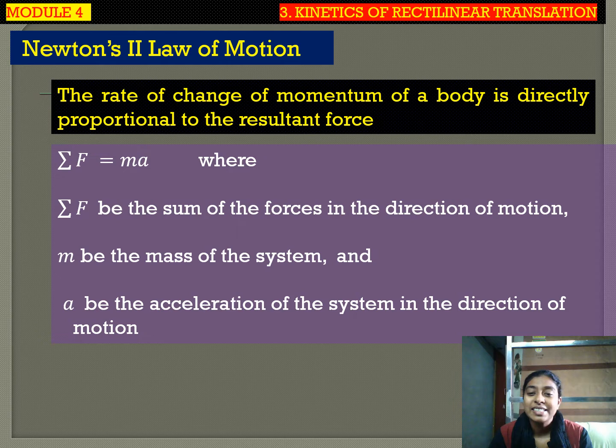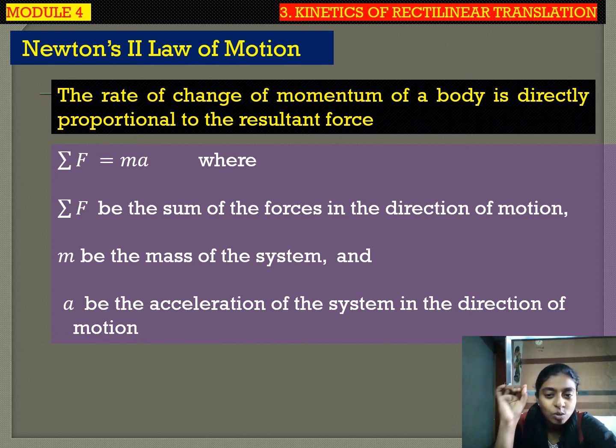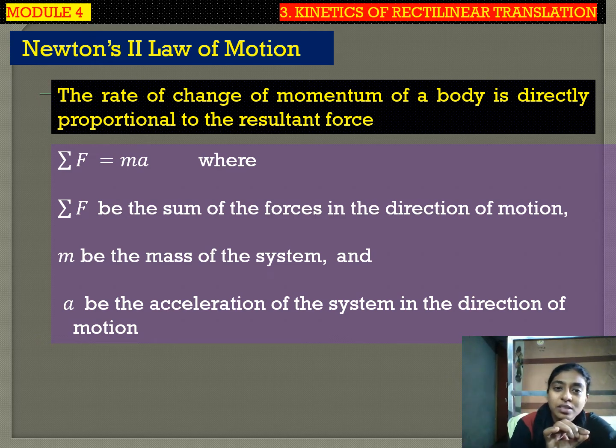That is, the resultant force is sigma F. So sigma F is equal to mass into acceleration. As I told you earlier, this is the relationship between forces. Sigma F is the external force, mass into acceleration is the internal force. So the summation of external forces is equal to the internal forces, that is nothing but the rate of change of momentum of a body.